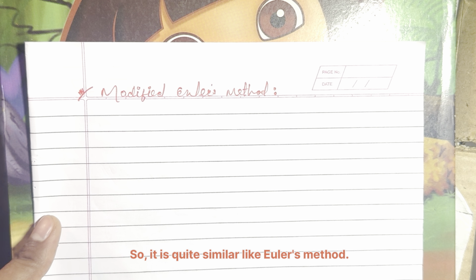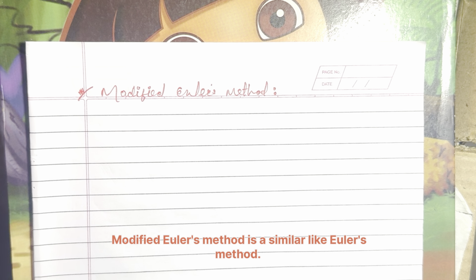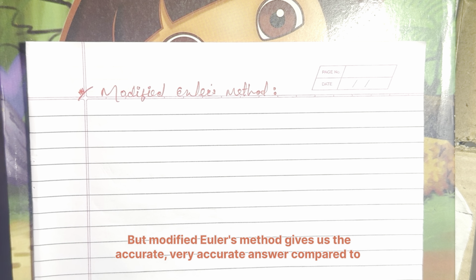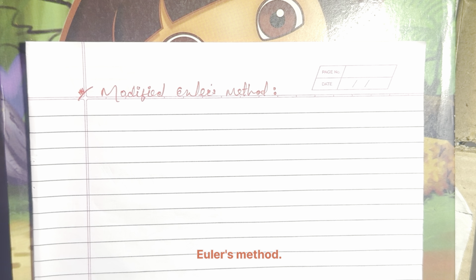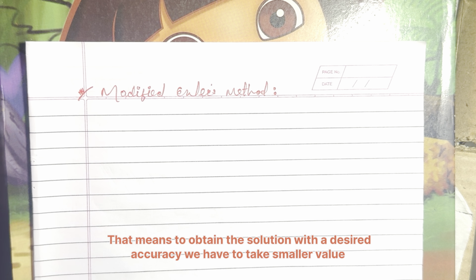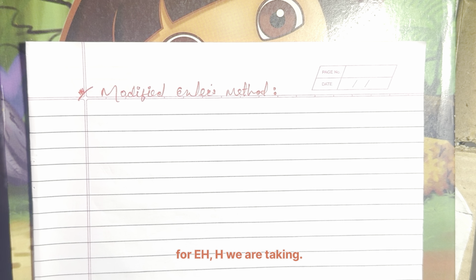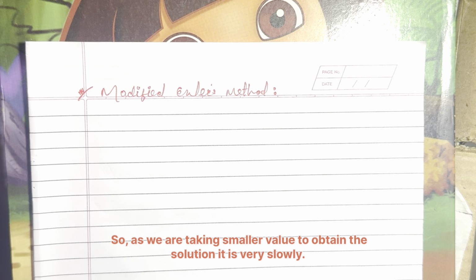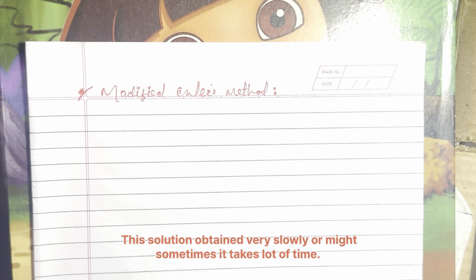It is quite similar to Euler's method, but modified Euler's method gives us a much more accurate answer compared to Euler's method, and it gives the answer faster. That means, to obtain the solution with a desired accuracy, we have to take a smaller value of h. As we take a smaller value of h, the solution is obtained very slowly, and sometimes it takes a lot of time.